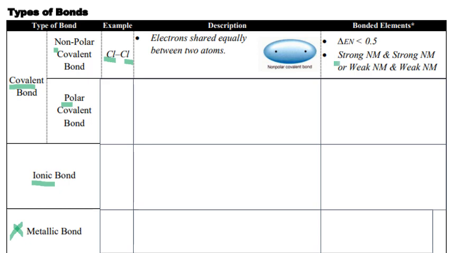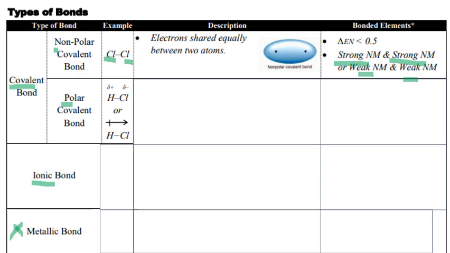Oftentimes a strong nonmetal and a strong nonmetal together will be nonpolar, or a weak nonmetal and a weak nonmetal together. Both nonmetals, so that's what's key. Next up, we have polar. Well, that means there's an unequal sharing of electrons. They're sharing them, but they're unequal.